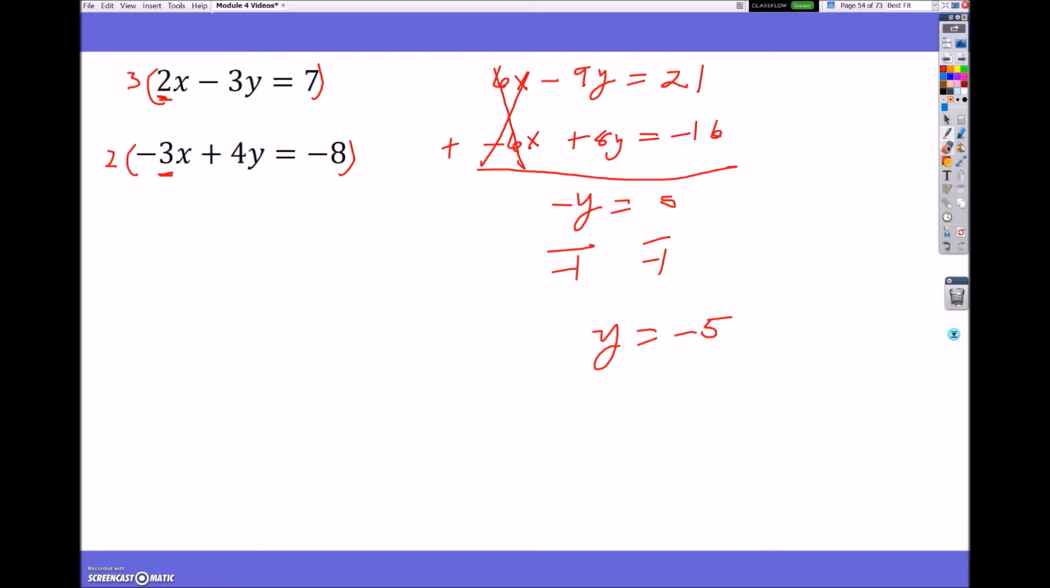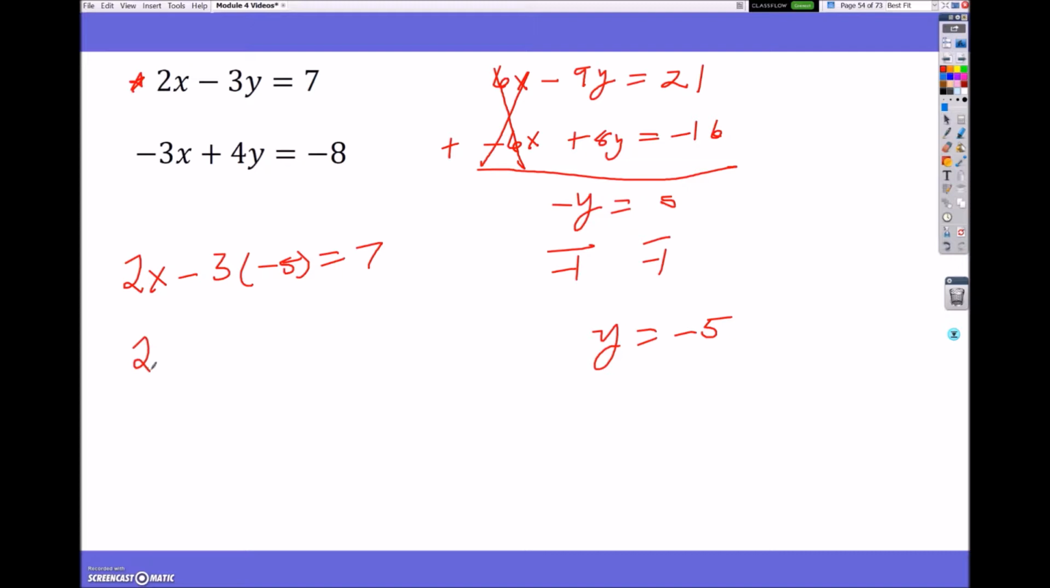Now that I know what y equals, I go back and look at my original two equations, and I want to plug in negative 5 for y in one of these equations. It doesn't matter if you choose the top or the bottom. I'm going to choose the top, so I'm going to have 2x minus 3, and instead of that y, we just solved for it, I know it's negative 5, and that equals positive 7.